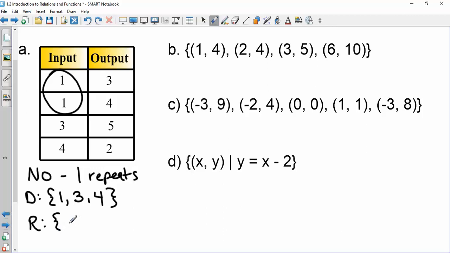The range is what we get out. So what would that be? 2, 3, 4. It does not matter what order when you're listing them like this. So I put it in increasing order, but if you had already written it and saw the 2 at the end, that doesn't matter.